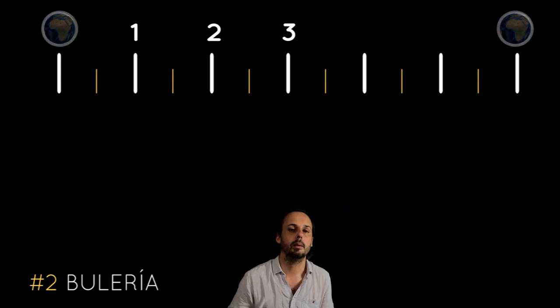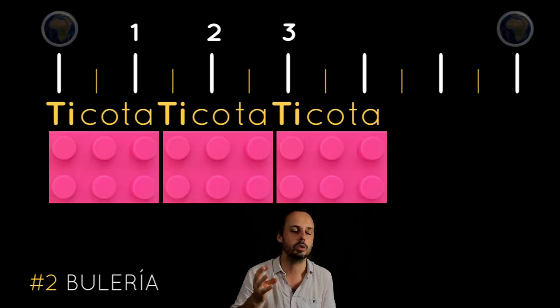Bulería, 6 beats, 180. Tum, taca, tum, pa, pa. Tum, taca, ta, ta, ta. Ticota, ticota, ticota, ticota, ta.